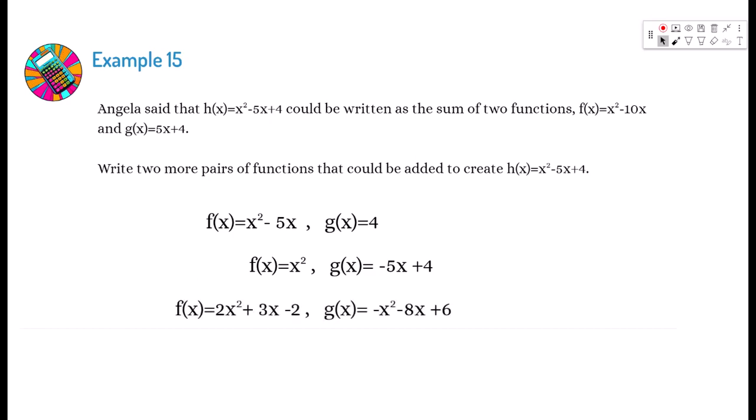Now, we could get a little more complicated, something like this. Notice here, the difference between the 2x squared and the minus x squared term would give us that x squared term of h of x. 3x minus 8x is minus 5x, and negative 2 plus 6 is a positive 4. So that would give us the same value. But again, I'm not looking for complex. I'm looking for two functions that add together to make the same h of x. And here we go. You might have come up with something different. And remember, you can always show your teacher and see if your answer works as well.